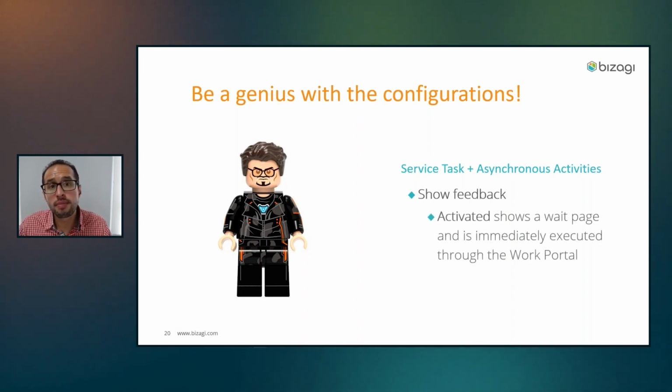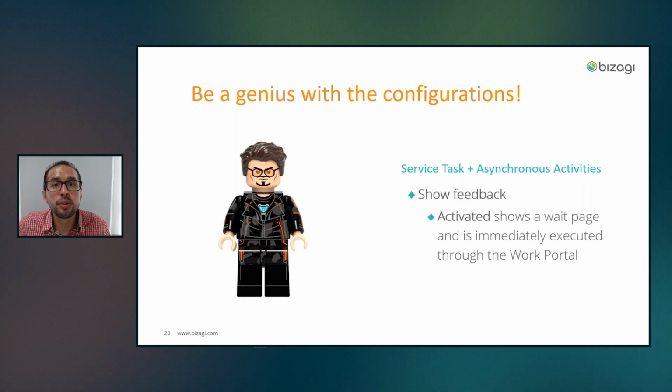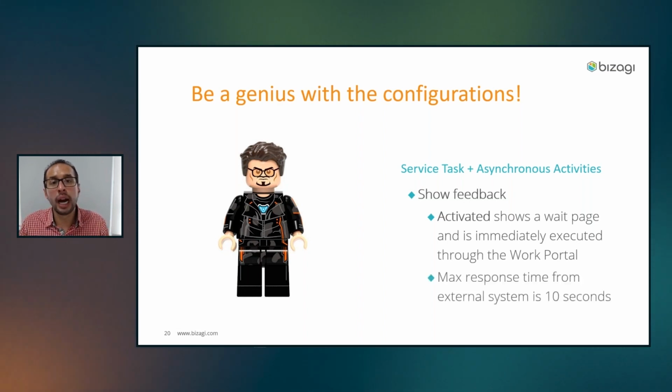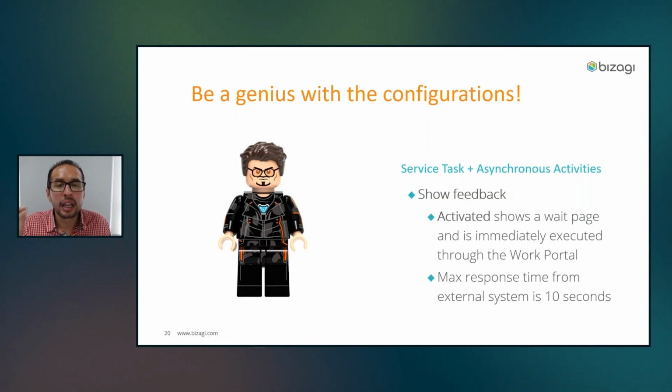If show feedback is enabled, activated, you mark the check, then it means that the execution or the invocation of that external system will be done immediately. It means that if you have an end user working in the Bizagi application, and that user clicks, for example, on next on one activity, and the next activity is the integration, then the integration will be executed immediately. It means the end user will see on his screen, saying, I am trying to connect to the CRM.